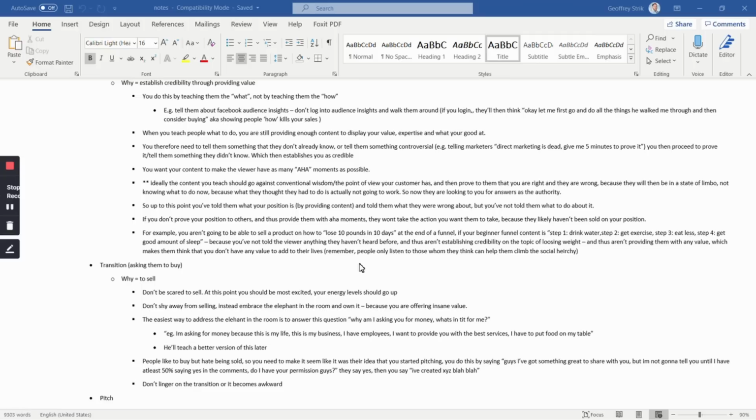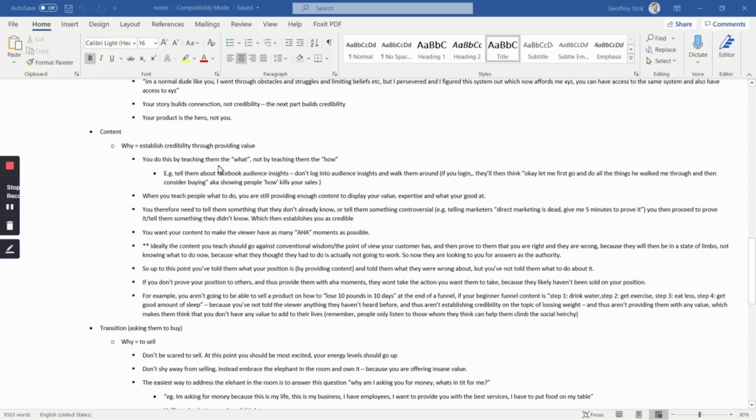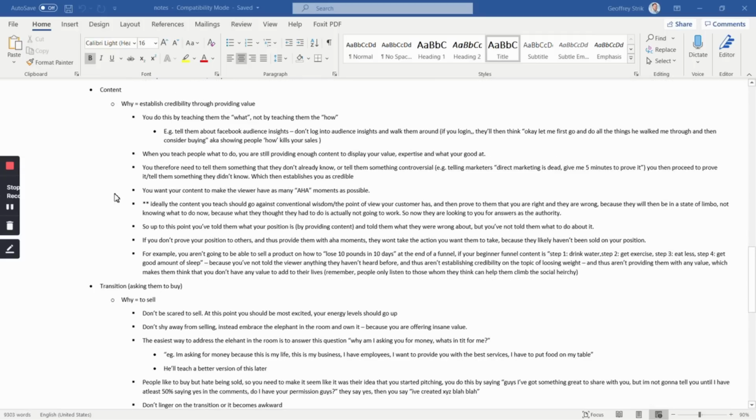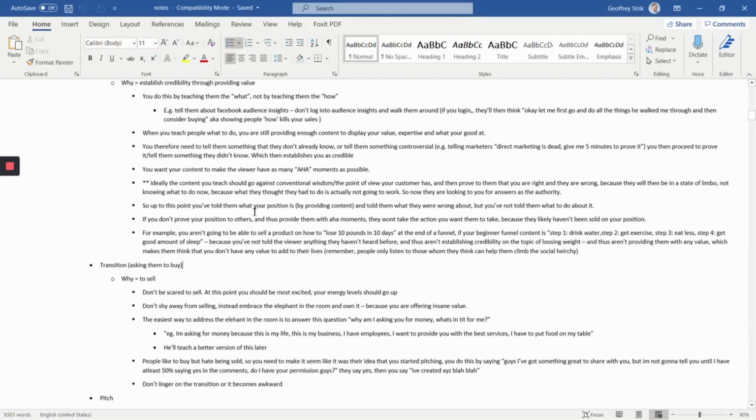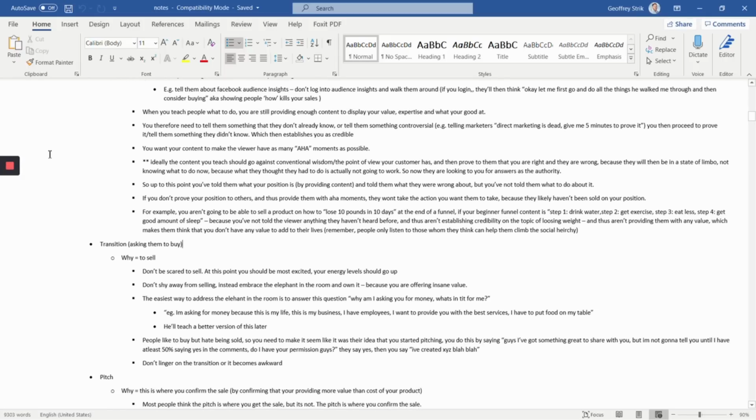Right. So that's it for the content. Now the transition. Right, so in the transition, this is where we'll be asking the prospect to buy. The reason we have a transition is simply to sell your product or service.